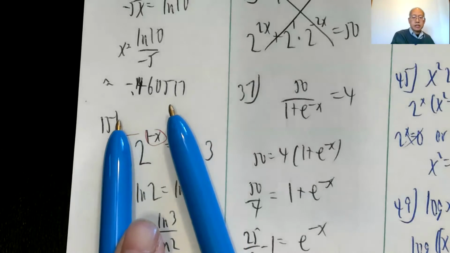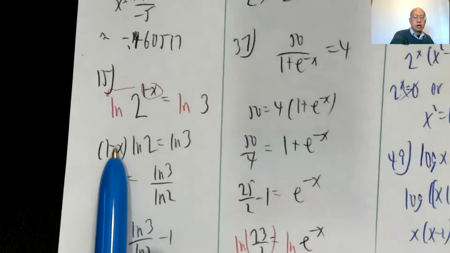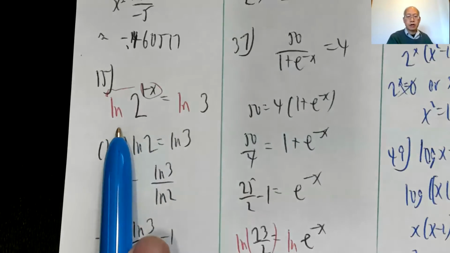15, 2 to the 1 minus x equals 3. Take the natural log of both sides. You could actually do log, also log, but if you're in pre-calc, you want to get used to ln, since you'll be doing ln more frequently in calculus.